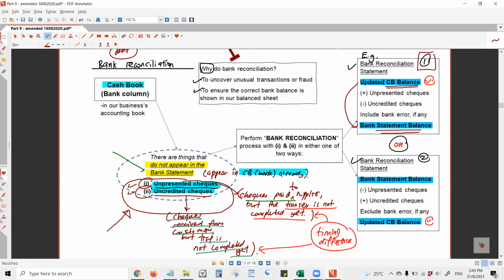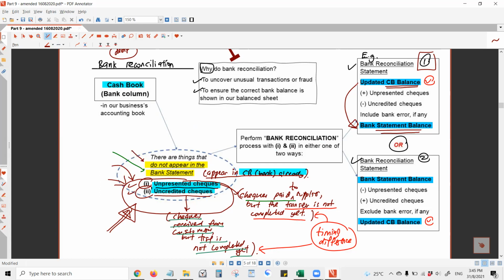These two things are already in our cash book bank account? Yes, I said so just now. Okay, they are already in our cash book bank account, and you are working towards the bank statement balance. Does the bank statement have these two items already? No, of course not, because that's what I mentioned just now. They do not appear in the bank statement yet.